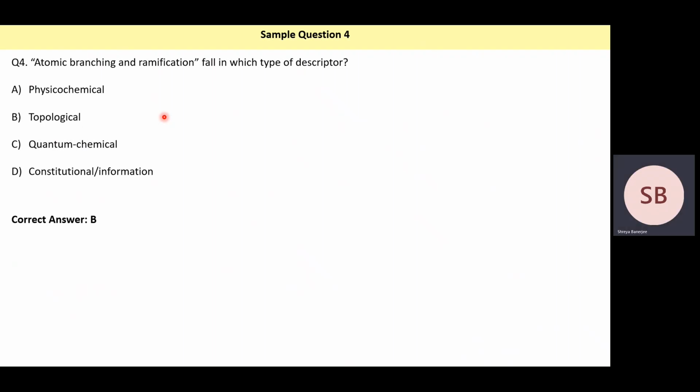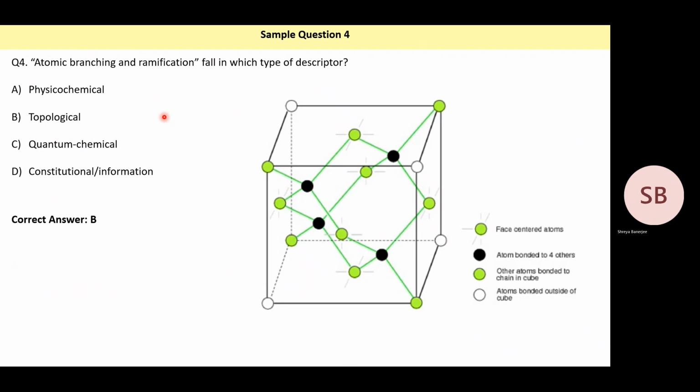So the correct answer is topological. Basically, topological descriptors describe the atomic branching and ramification. If you look at this cuboidal structure, the green dots with the branching indicate face-centered atoms. The black dots indicate atoms that are bonded to four others. So you can see there are four bonds from each black atom.